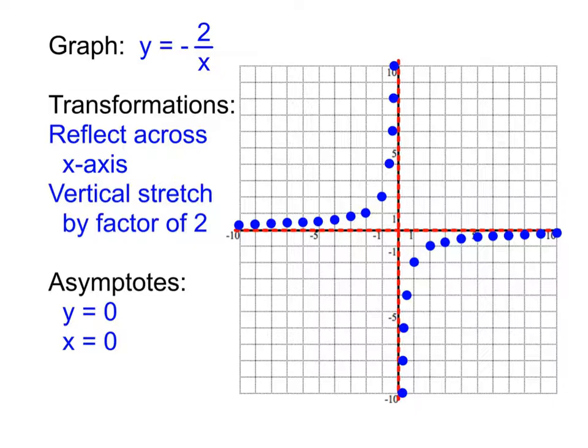And then once you've plotted at least 3 to 5 points in each quadrant, go ahead and draw your curve through those points, and you have your graph.